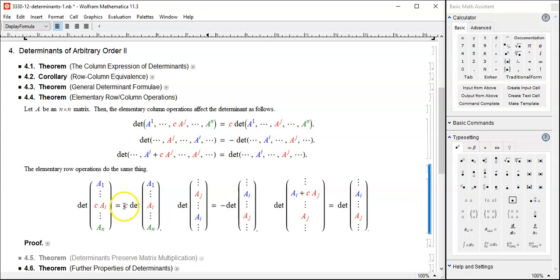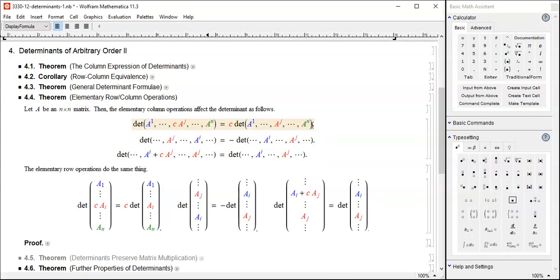Multiplying a certain constant C to an entire row, highlighted in red, switching two rows, the ith row and jth row, and multiplying a certain constant C to one row and adding it to another. There are three types of elementary row operations. Likewise, we have three corresponding elementary column operations.